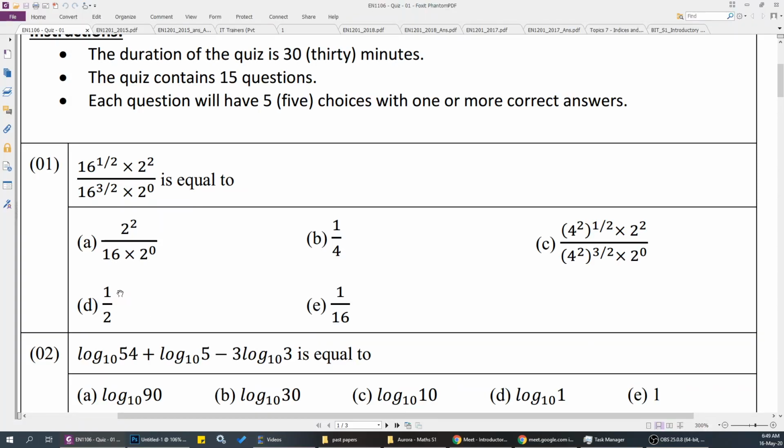And answer D states 1 over 2. No, we had the answer as 1 over 4. And answer E states 1 over 6, no, 16. No, we have the answers 4 over 16, or rather 1 over 4. So the answers are A, B, and C.